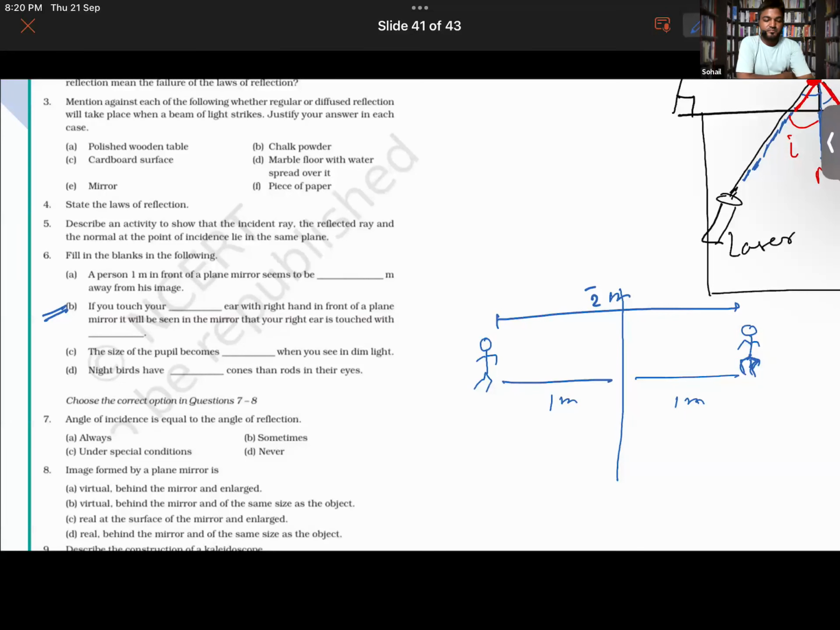If you touch your dash ear with right hand in front of a plane mirror, it will be seen in the mirror that your right ear is touched with dash. So if you touch your left ear with right hand in front of a plane mirror, it will be seen in the mirror that your right ear is touched with left. Right, obviously. So left and left here.